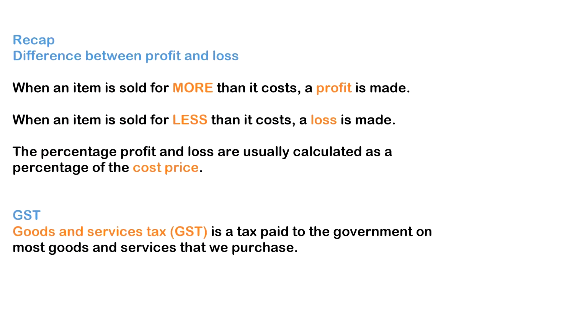So to recap the video, remember the difference between the profit and loss. If you're making money, so you're selling the item for more than it costs, you've made a profit. If you're selling the item for less than it costs, you're making a loss. A percentage profit is usually calculated as a percentage of the cost price. So that means we're dividing our profit or our loss by the original cost price, or how much we paid for it. Now remember, GST is our goods and services tax, and it's a tax paid to the government. In Australia, it's 10%.